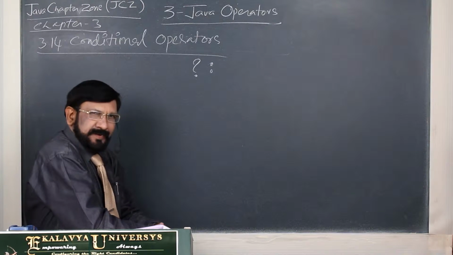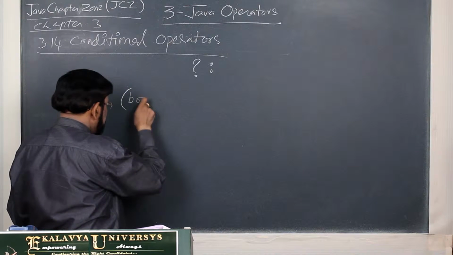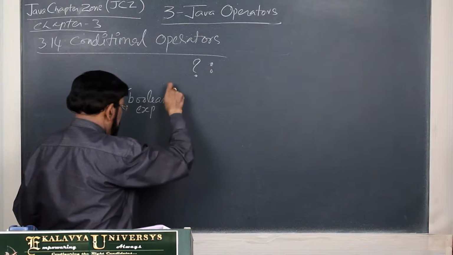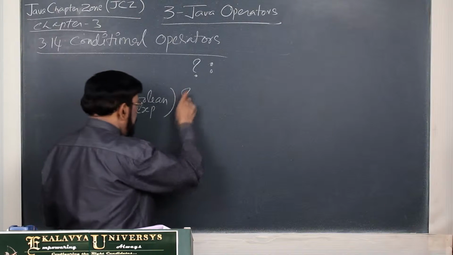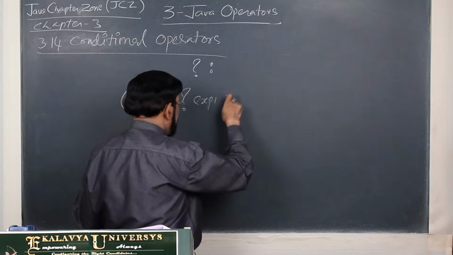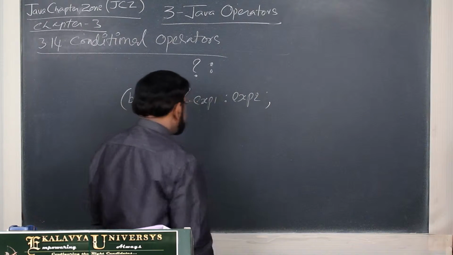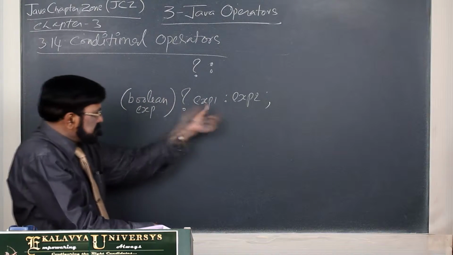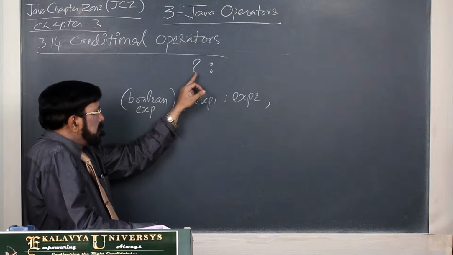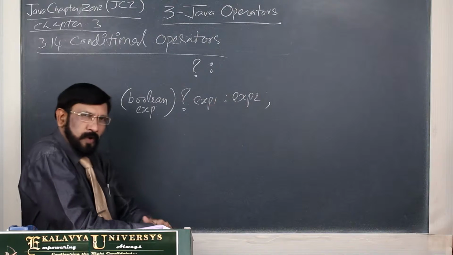Now let us see the syntax. Actually, we have to write a Boolean expression first, and then expression 1, expression 2. This is the syntax. In this statement, we have used two operators. One is the question mark, the other one is the colon.